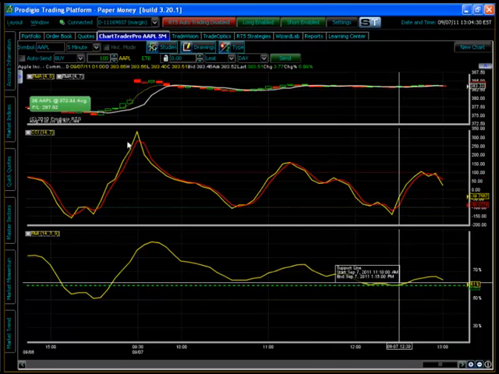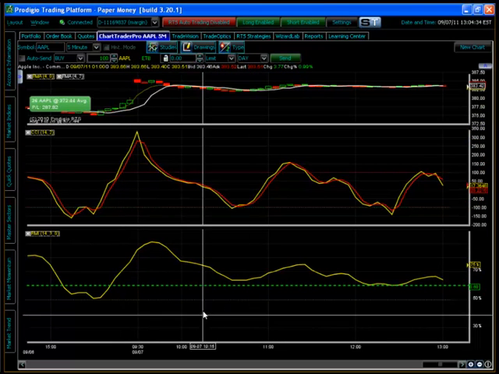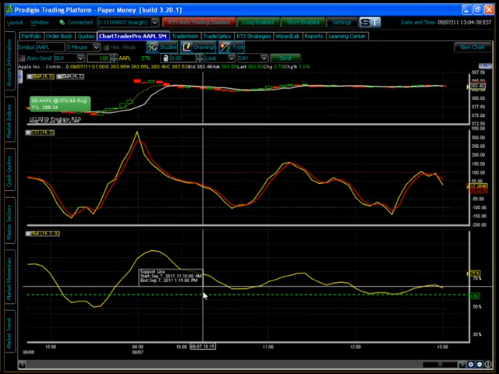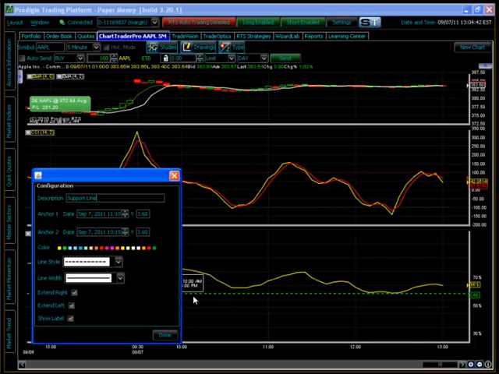Actually, you know what? I'm looking for the bearish ones. I want the RMI to be below 40%. So let me move this down by configuring this. You see what I was doing? Did anybody catch me there?